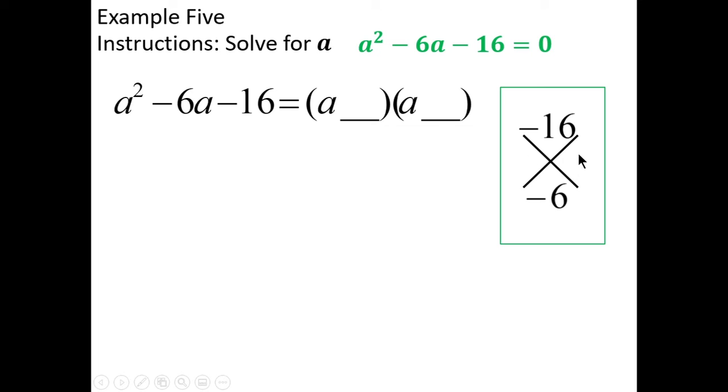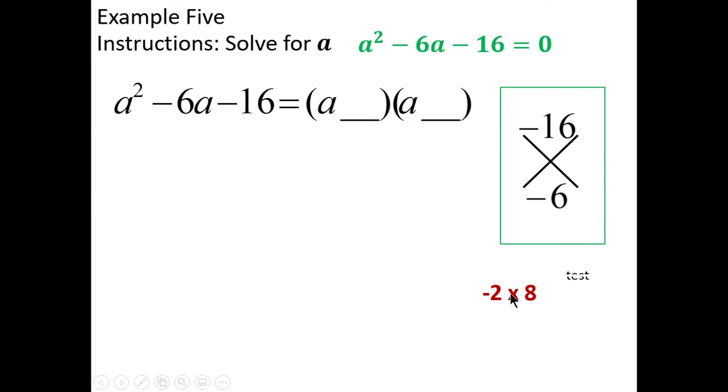So what do the two factors have to be? What goes on this side and what goes on that side? What do you multiply together to get to a negative 16, and then add together to get to a negative 6? Well, shall we try 2 times 8? 2 times 8 is 16, and a negative times a positive gives you a negative. So negative 2 and a positive 8 gives you the negative 16.